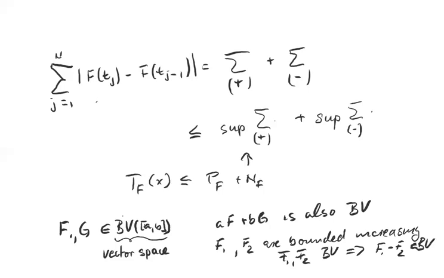But bounded variation does form a vector space. So that's why you can do that. So that's the if direction of the theorem.